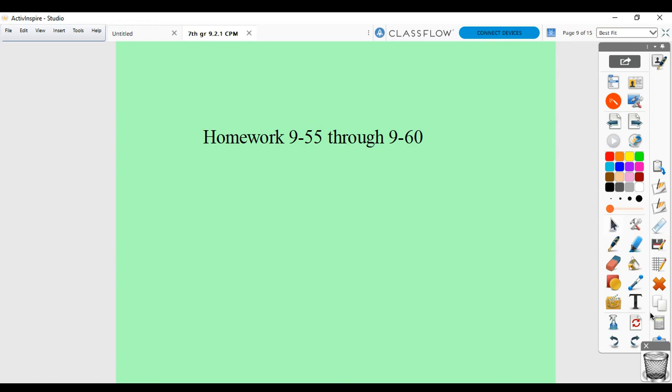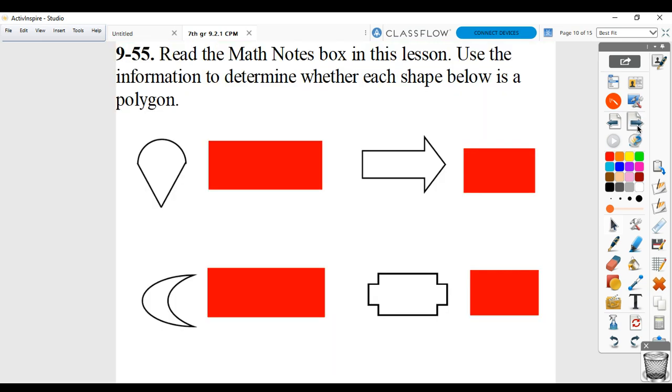Video is to enable you to correct your homework for section 9.2.1, problems 955 through 960. So for 955, they want you to read through the math notes. Remember, those are also in your workbook or toolkit, whatever you choose to call it, and use the information to decide if these shapes are polygons.